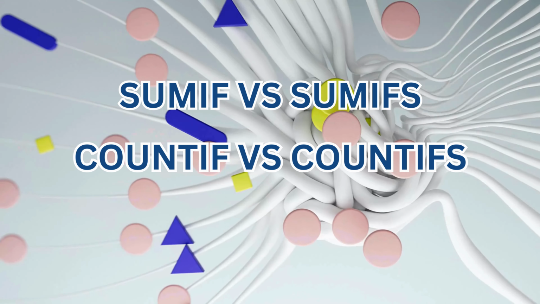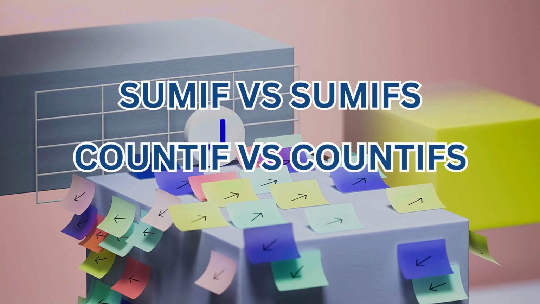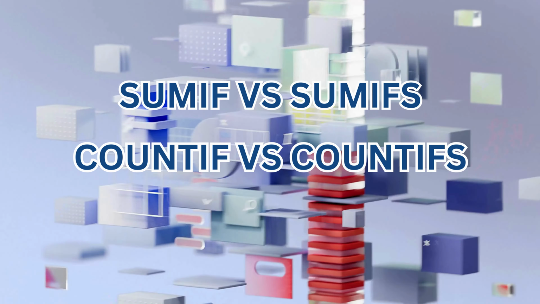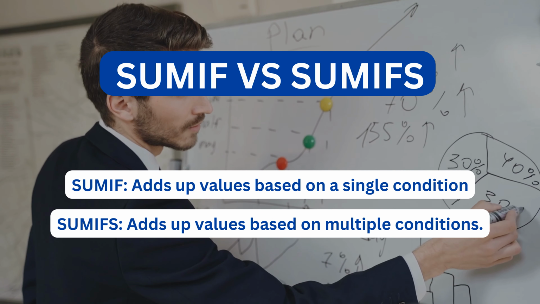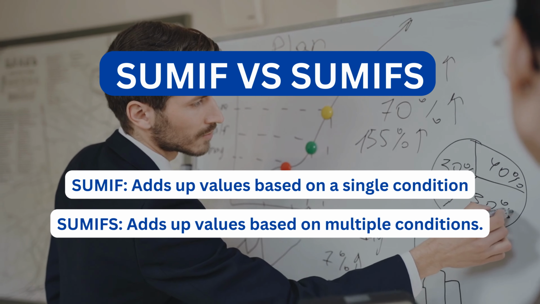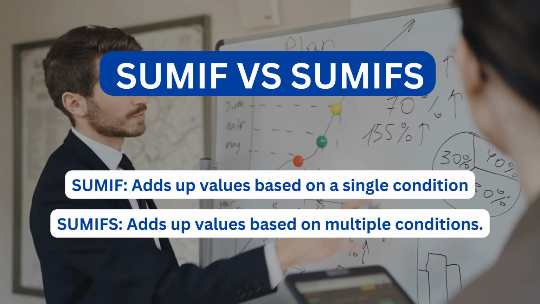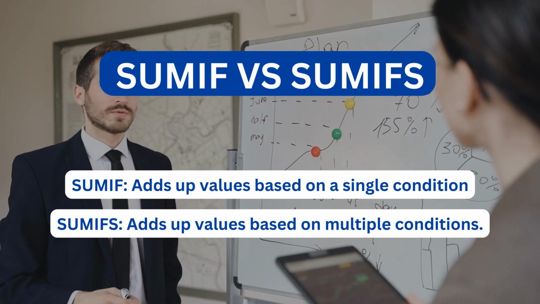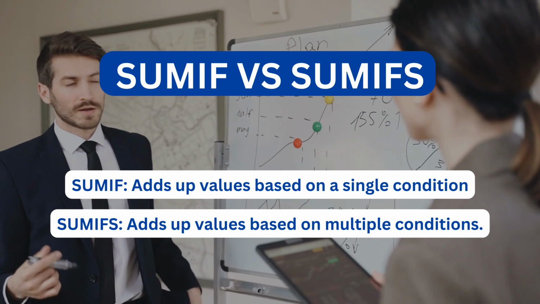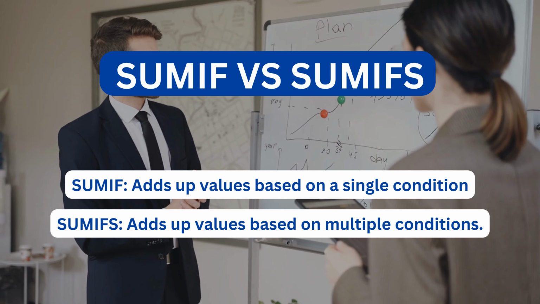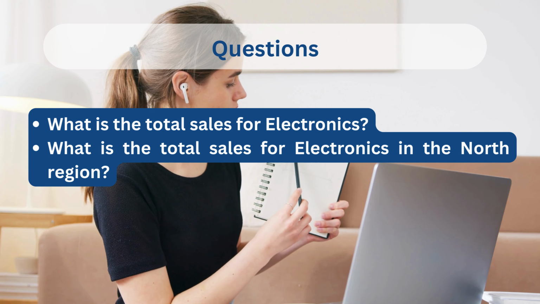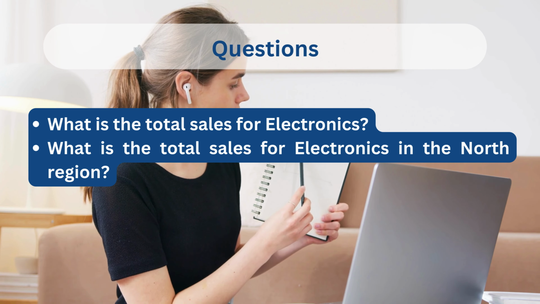Let's start by understanding the difference between SUMIF and SUMIFS. Both functions help you sum values based on certain conditions, but there is a key difference. SUMIF allows you to sum values based on one condition, and SUMIFS allows you to sum values based on multiple conditions. Let's see an example. What is the total sales of electronics? We can use a SUMIF to find this.